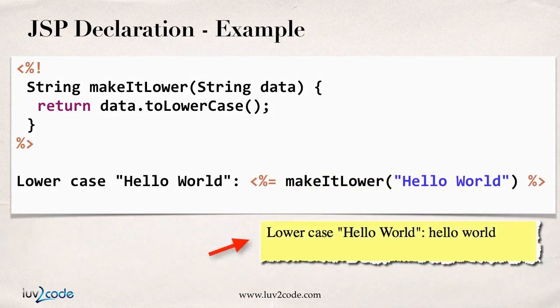So at the bottom here, this is what the output will look like. So lowercase hello world, and then colon, and then I have the actual hello world. So the result of making that expression or that method call, the results will be displayed right here in that JSP page. And that's basically it.